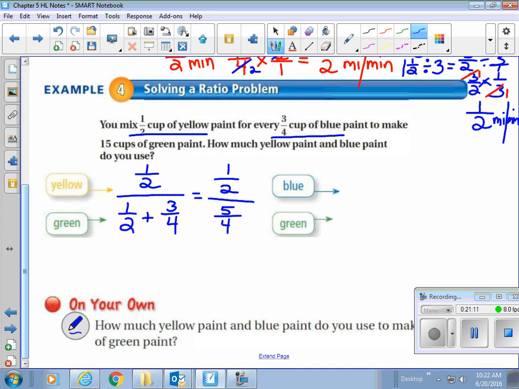Remember, when you are adding fractions, you'd need a common denominator. So I would have to change that 2 to a 4, doing that by multiplying by 2. So I actually have 2 up top, because 1 times 2 is 2. And 2 plus 3 is where I got that 5 from.